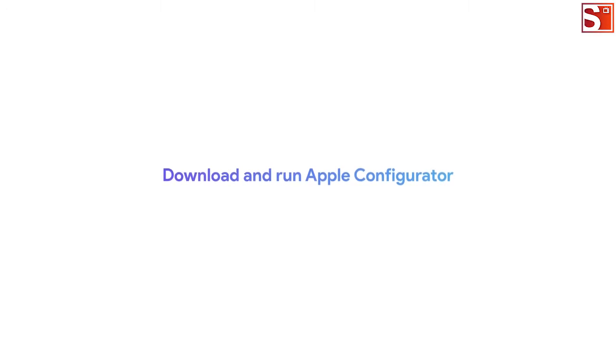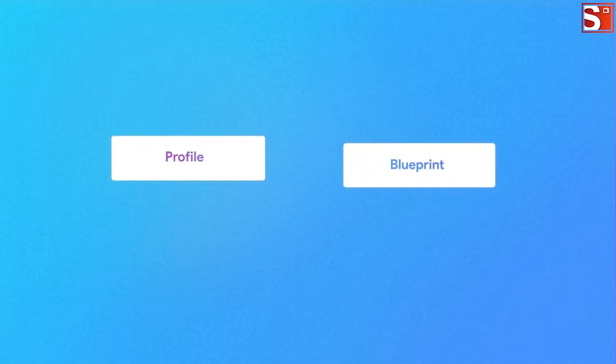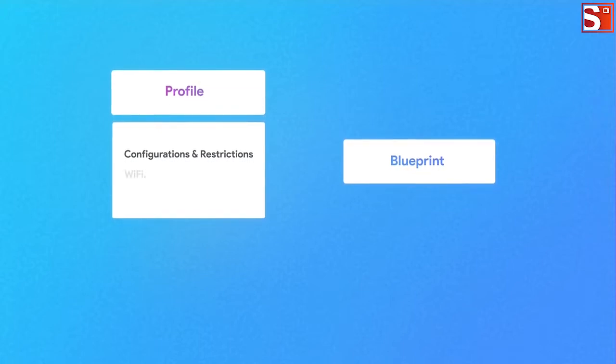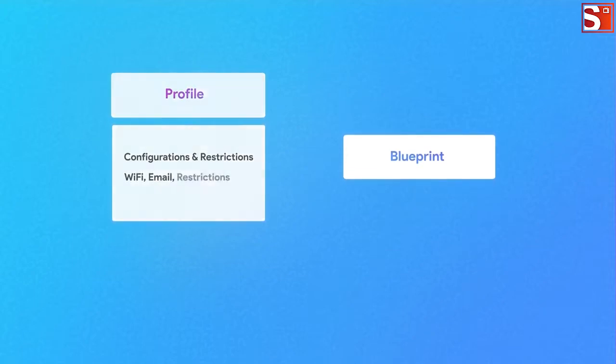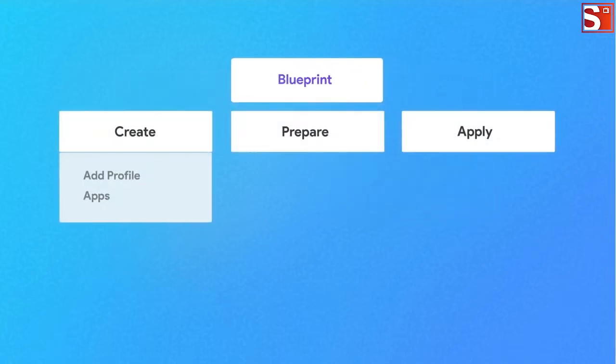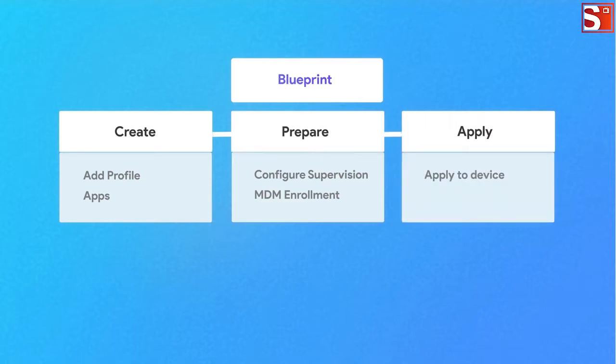There are a couple of things you need to be familiar with on the Apple Configurator: a profile and a blueprint. A profile is where you define configurations and restrictions you want to set up on the device. You can create a profile for, say, Wi-Fi, one for email, and yet another for restrictions. Now, a blueprint is a larger module where you add these multiple profiles along with any apps you want to push. After adding them, you prepare the blueprint. That is when you choose whether to supervise the device, skip the device setup steps, enroll in MDM, and so on. After you have prepared, you connect the iPad and apply this blueprint.